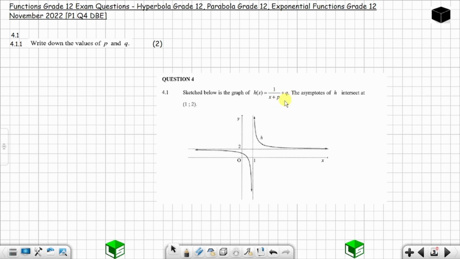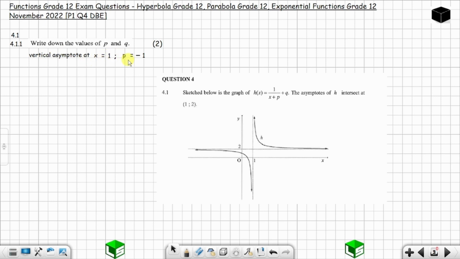From the graph, you can see that you have a vertical asymptote at x is equal to 1. From this, you know that P is equal to the opposite value, which is negative 1. If you have 2, it's going to be negative 2. If you have negative 3, it's going to be 3. So you take the opposite of the value where you have the vertical asymptote.